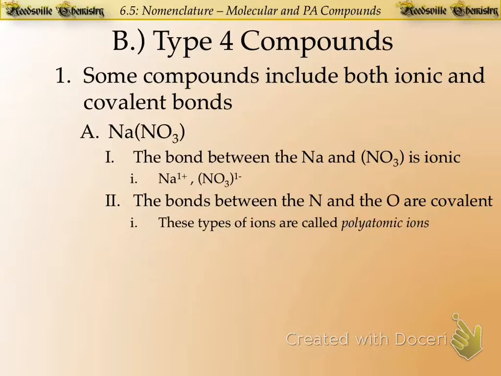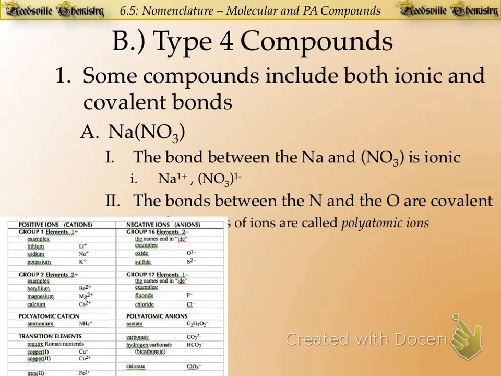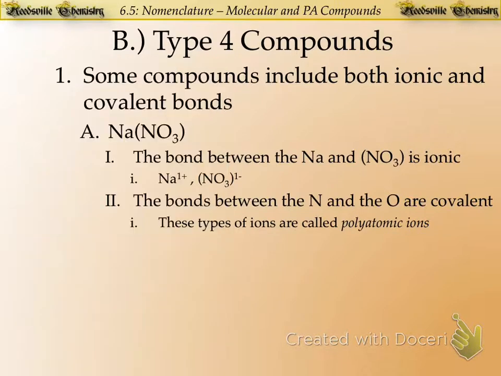These types of ions have a special name. They're called polyatomic ions. Poly means many, atomic means atoms. So many atoms that come together to form an ion. Now you might say, how do I know the names of these things? You know, like chlorine I know is chloride, and fluorine is fluoride. What is this? Is this nitrogen trioxide? That might make sense using the type 3 compound nomenclature that we used in the previous slide, but not quite.